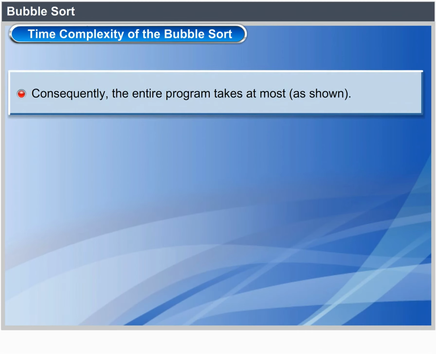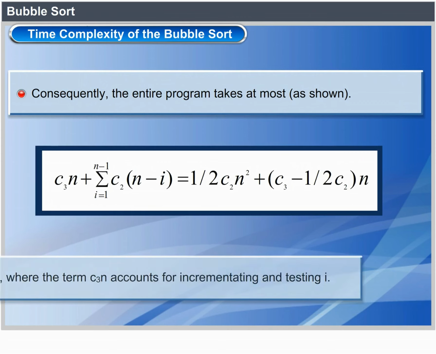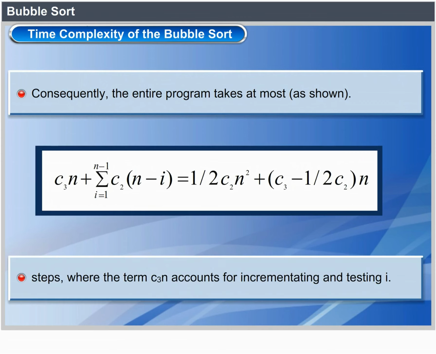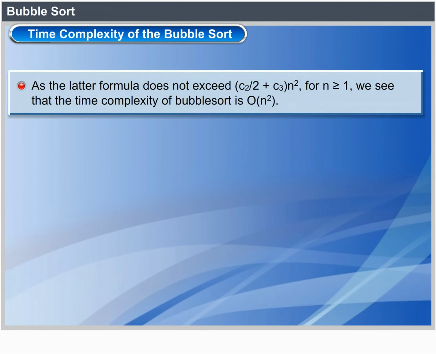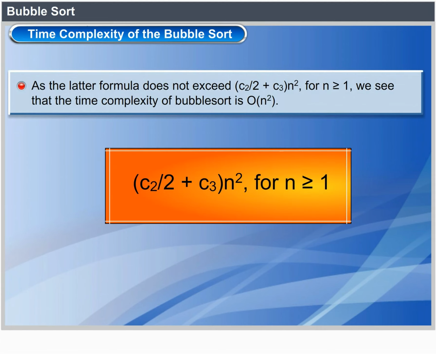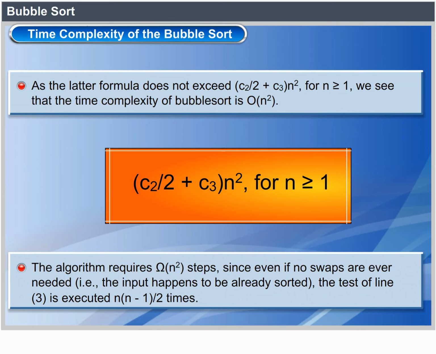Consequently, the entire program takes at most, as shown, steps, where the term C3 n accounts for incrementation and testing of i. As the latter formula does not exceed C2 plus C3 times n squared for n greater than or equal to 1, we see that the time complexity of bubble sort is big O of n squared. The algorithm requires big omega of n squared steps, since even if no swaps are ever needed, that is, the input happens to be already sorted, the test of line 3 is executed n times (n minus 1) divided by 2 times.